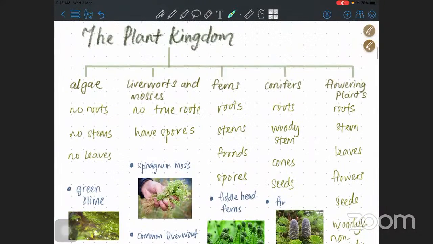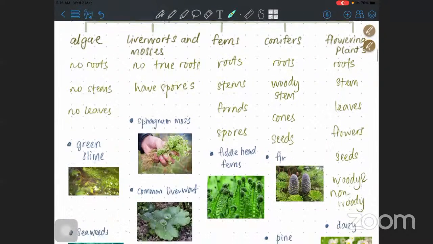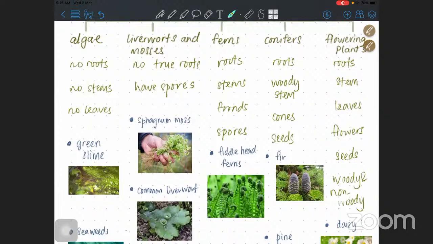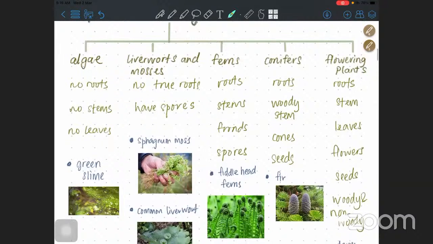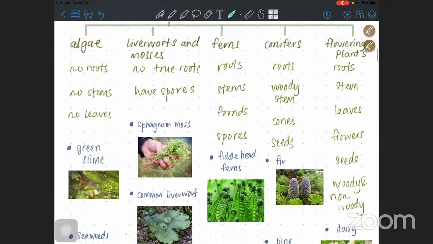Further, we have ferns. Ferns have clear roots, stems, fronds, and spores. This is the fiddlehead fern, which we have here. I think in some countries this is a famous vegetable dish. Then we have the conifers.